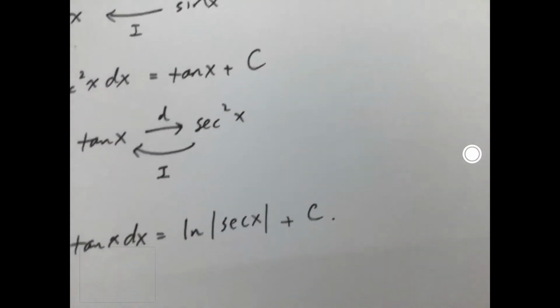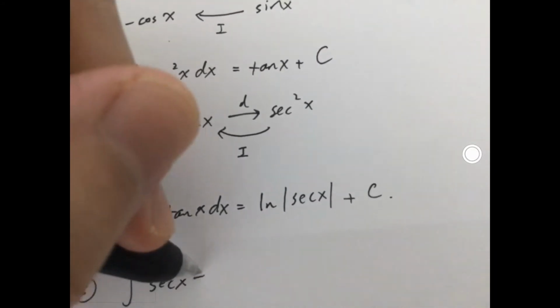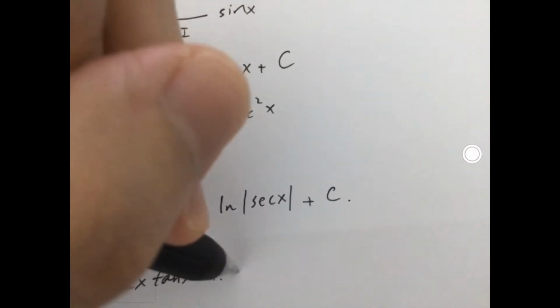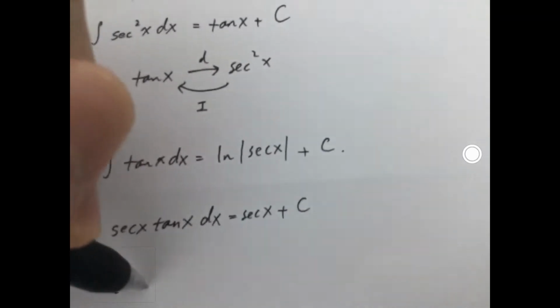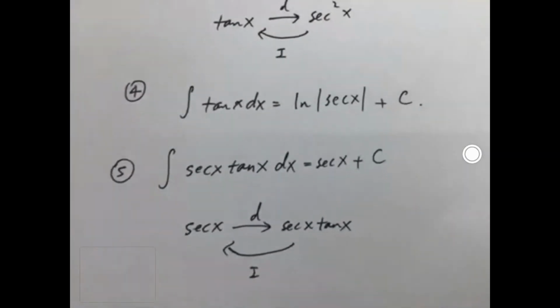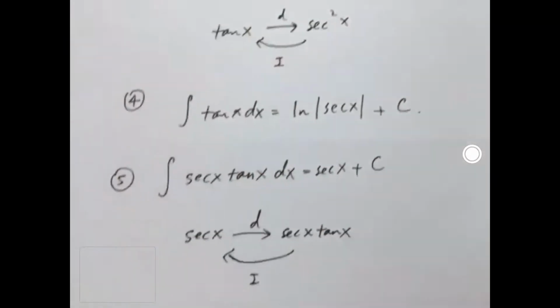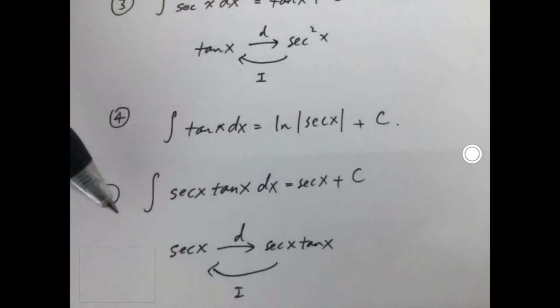And then later, another one in the book: the integral of tan x dx is equal to the natural log of the absolute value of secant x plus c. This is because the inside of a natural log cannot be negative, so we need to put an absolute value in between. This is the definition of another integral, which is the integral of secant x tan x dx equals secant x plus c. Same as the last one, just remember this one.